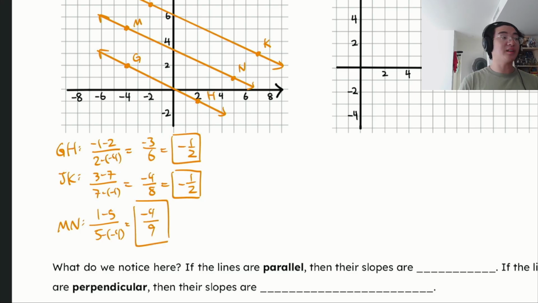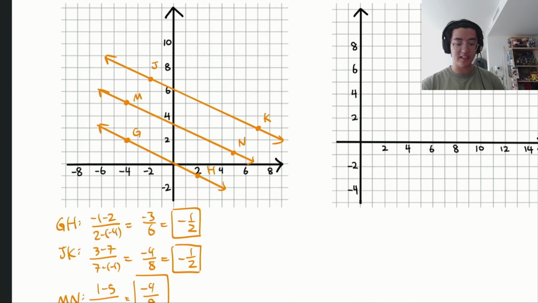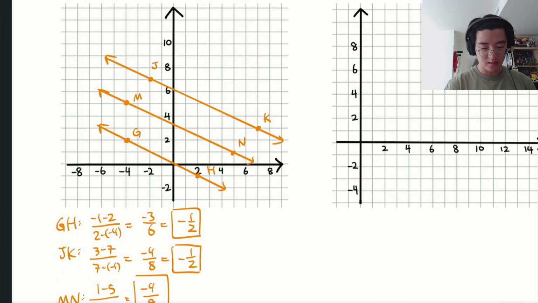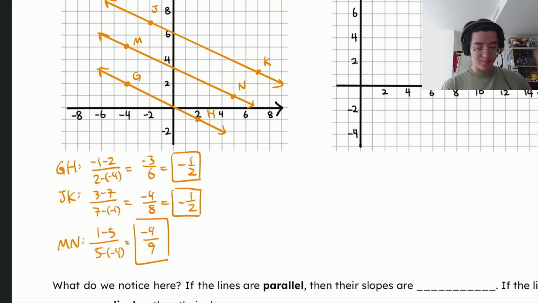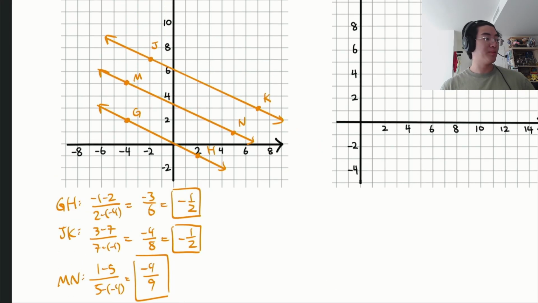Okay, so we notice something here, right? GH and JK, those two lines have the exact same slope. And that tells us that those are parallel. Right, whereas MN here has a slightly different slope. And as you can see here, this MN line is tilted ever so slightly, so that eventually, most likely, it will end up meeting the two lines. Right, so let me show a bigger line here.